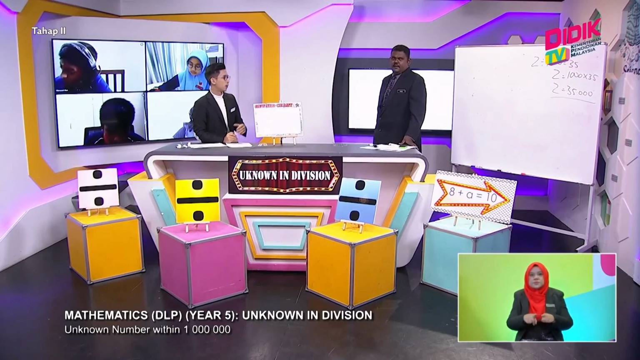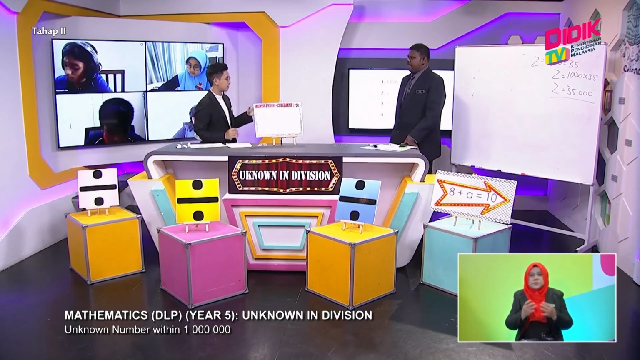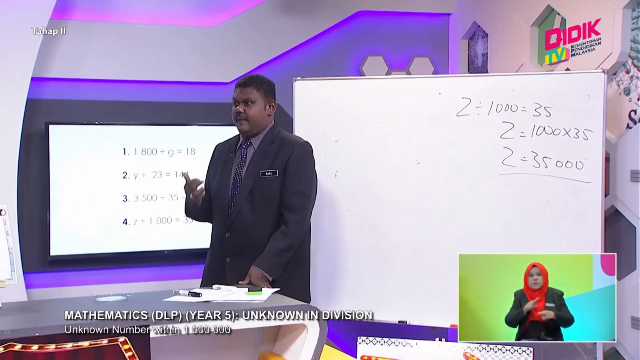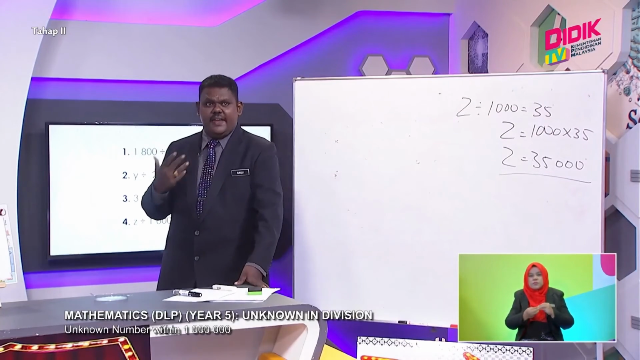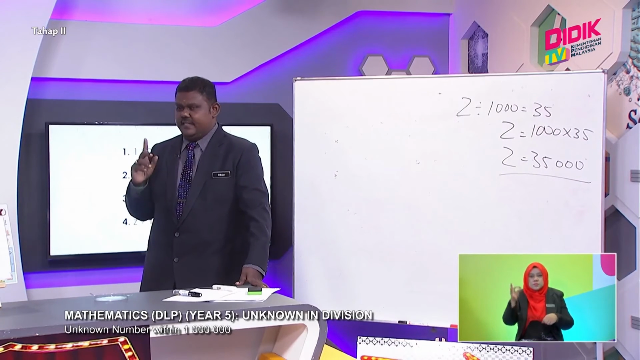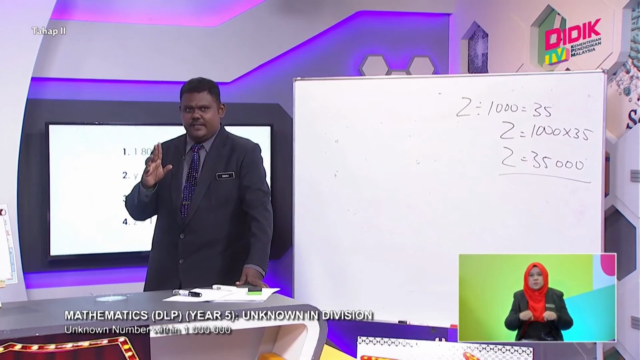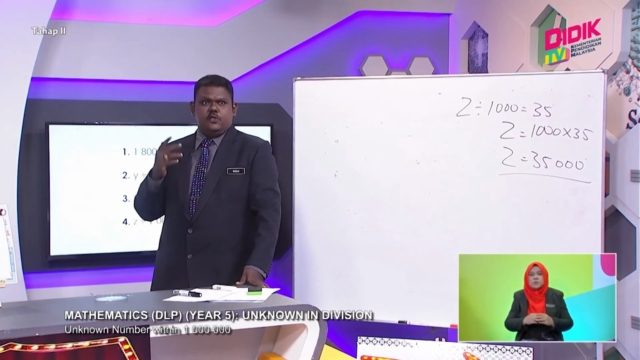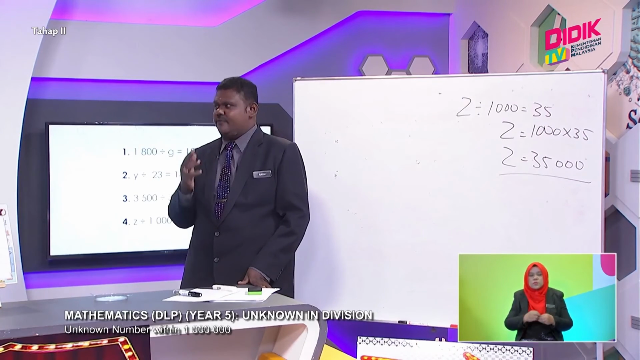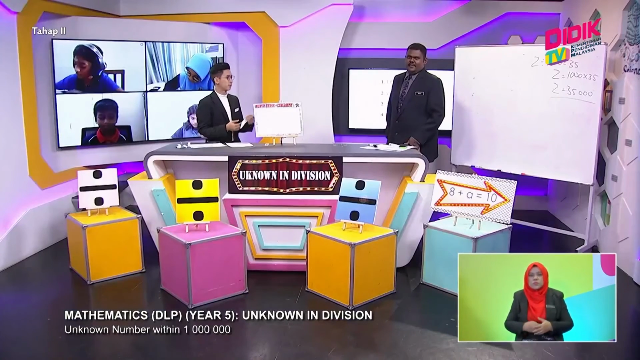For this kind of question, sir, what is something that we need to pay attention to? You have to look at the unknown. What type of number sentence is it? Is it involving addition, subtraction, multiplication or division? Then you have to think. If it's a division, it means you have to do two operations. To find the first answer, you have to multiply. To find the second number in division, you have to divide. Thank you very much for those tips, sir.